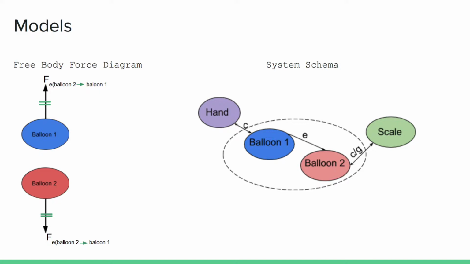For our free body force diagram, we chose to not include the gravitational force that was applied from the scale onto balloon 2 because we considered that to be out of our system. However, you can still see that there is an equal force acting from balloon 2 onto balloon 1 that there is acting on balloon 1 from balloon 2.